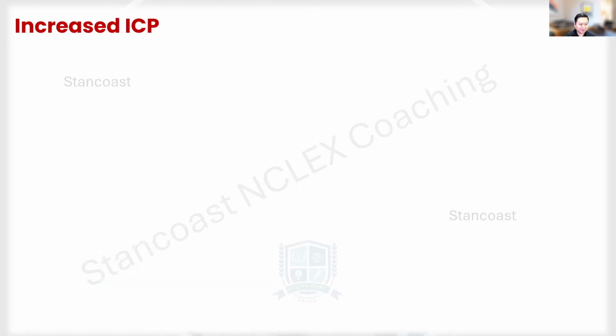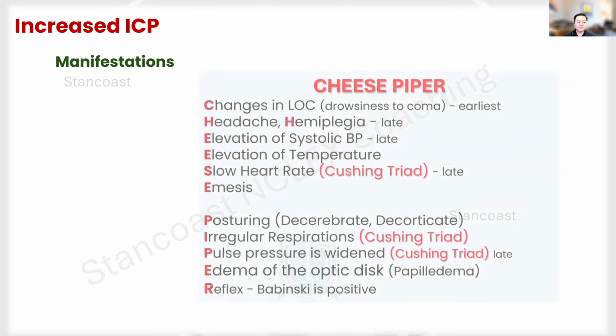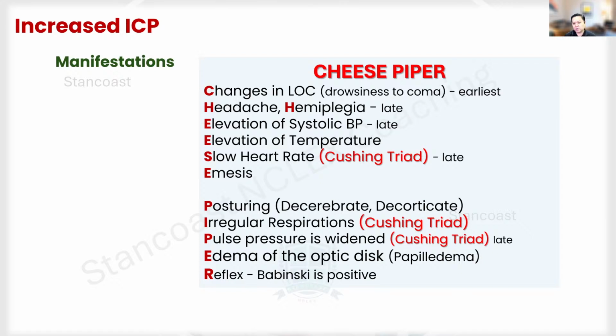So here we go. What are the manifestations in a patient with increasing ICP? Take note, there's many. What are those? Well, we have here our mnemonic or acronym, Cheese Piper. Okay, please take note of the acronym Cheese Piper. C stands for changes in LOC. It can range from drowsiness to coma. This is the earliest manifestation, changes in the level of consciousness.